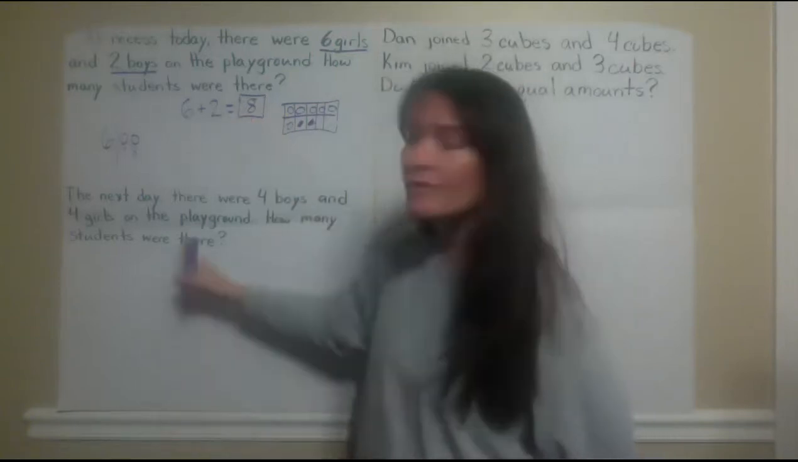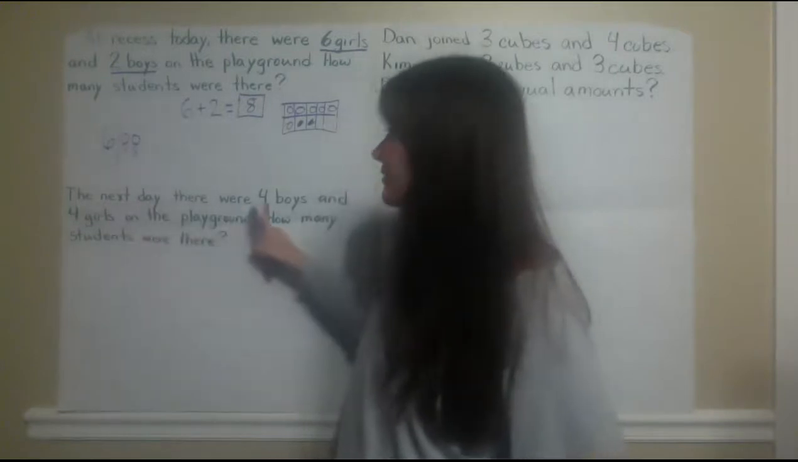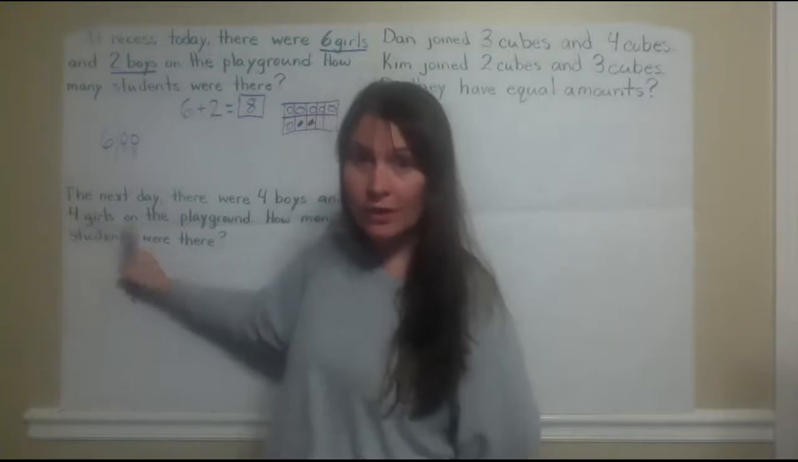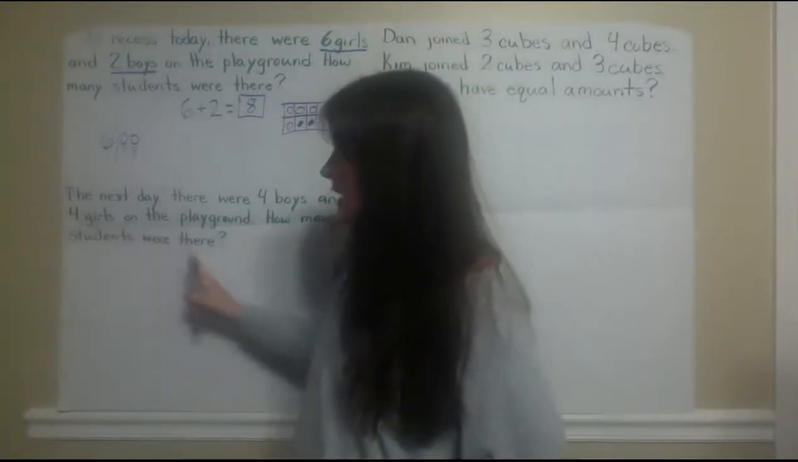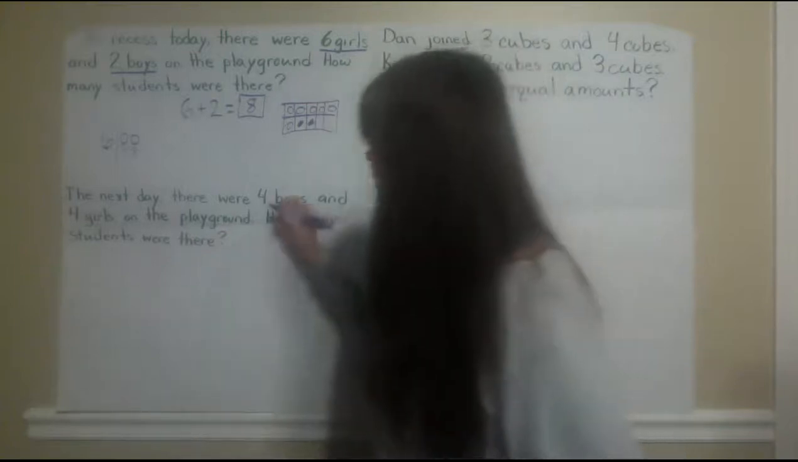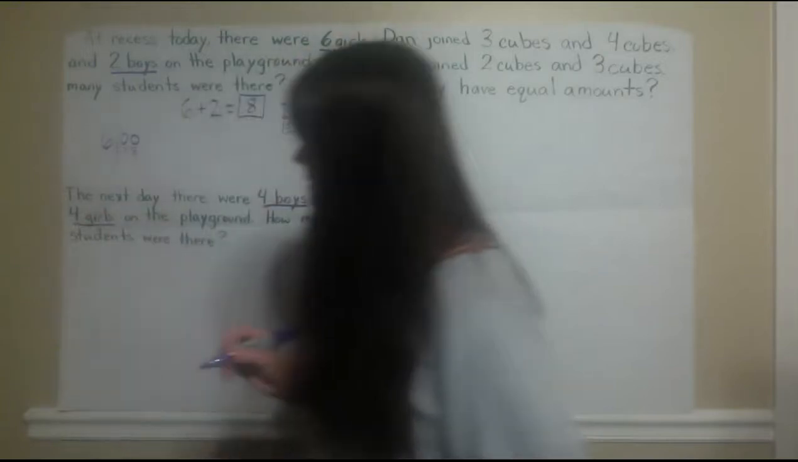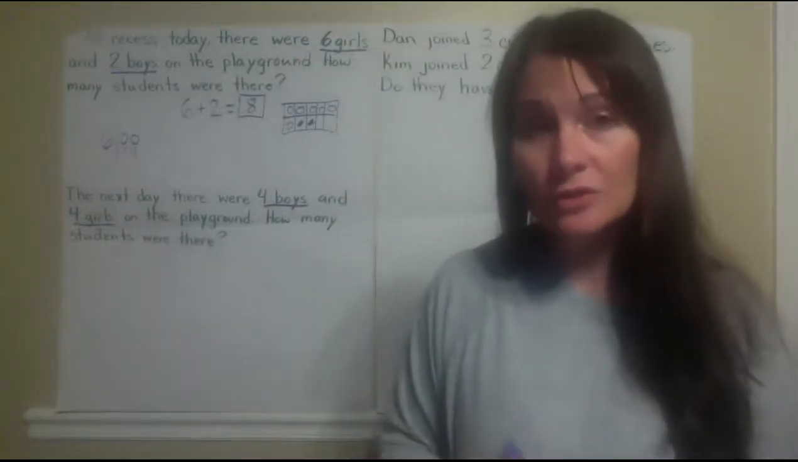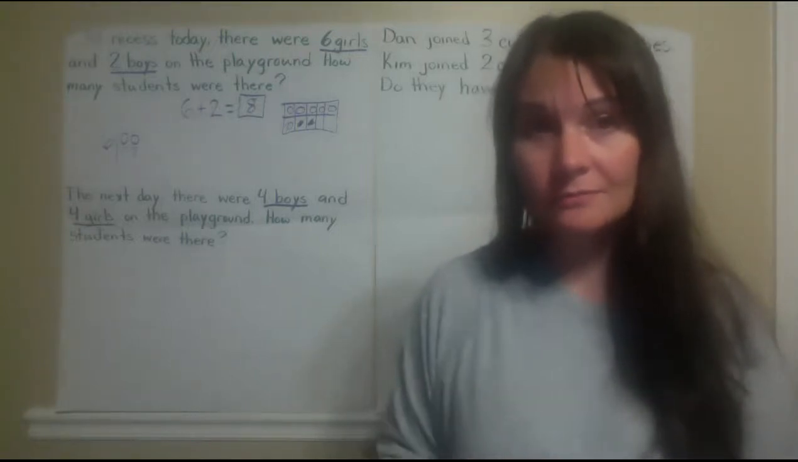Well, now I have a new pose. The next day, there were 4 boys and 4 girls on the playground. How many students were there? If there were 4 boys and 4 girls, how many students would be on the playground? Write your equation and show me a model. Hit play when you're ready.